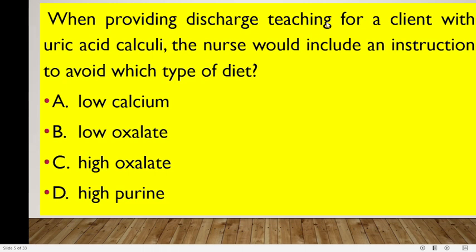I have a quiz here, guys. When providing discharge teaching to a client with uric acid calculi, the nurse will include an instruction to avoid which type of diet? Low calcium, low oxalate, high purine. Guys, uric acid calculi are related to high purine, so it's best to avoid this kind of diet, making D the correct answer.